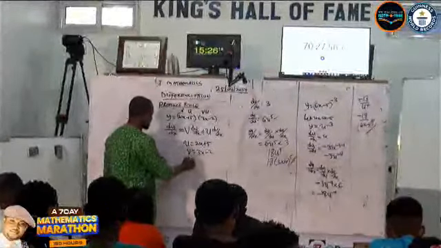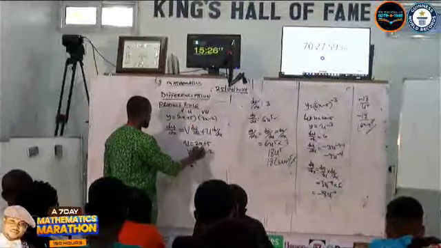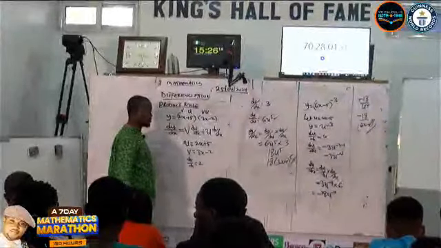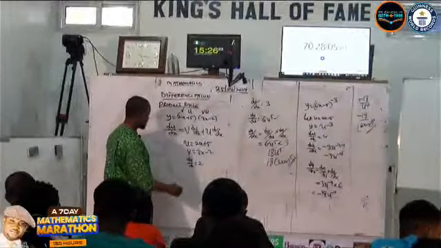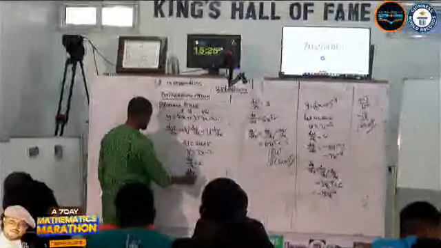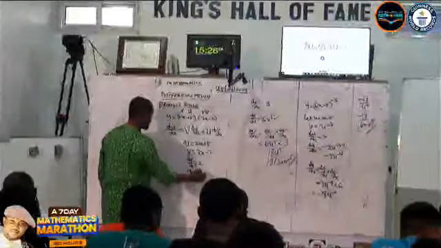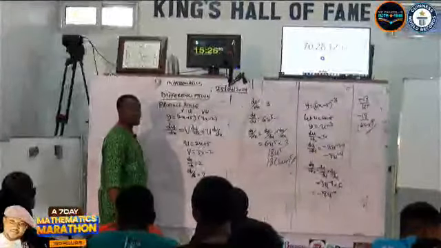We differentiate the u over dx. We have to, okay? Is that clear?